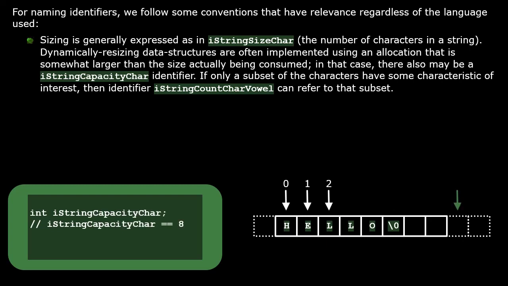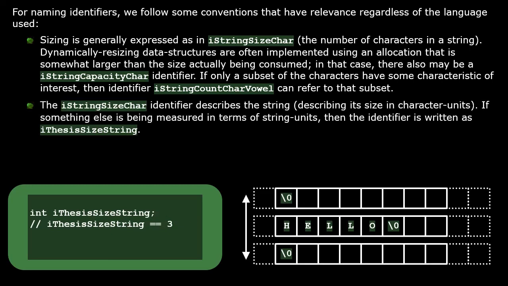Dynamically resizing data structures are often implemented using an allocation that is somewhat larger than the size actually being consumed. In that case, there also may be an identifier using the term capacity in place of size. If only a subset of the characters have some characteristic of interest, then an identifier using count instead of size can refer to that subset.